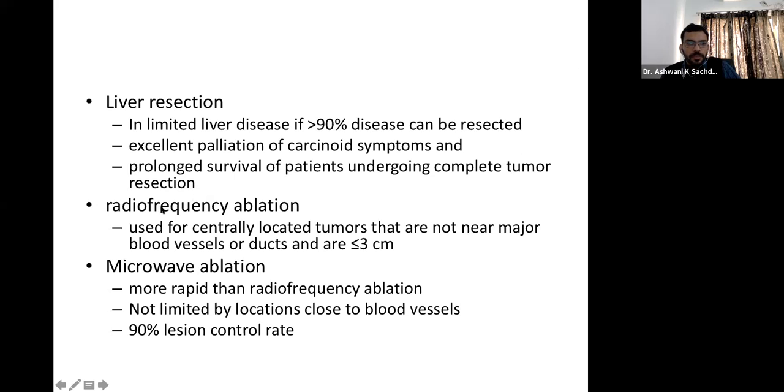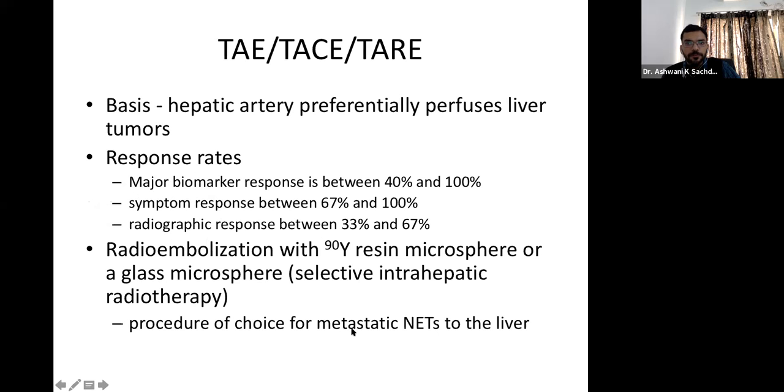Other modalities that can be used for hepatic cytoreduction are radiofrequency ablation. They are usually used for tumors that are not near the major blood vessels and ducts and are less than 3 centimeters in size. Microwave ablation is more rapid than radiofrequency ablation, and it can be used for tumors located near the blood vessels, and it is associated with a 90% control rate.